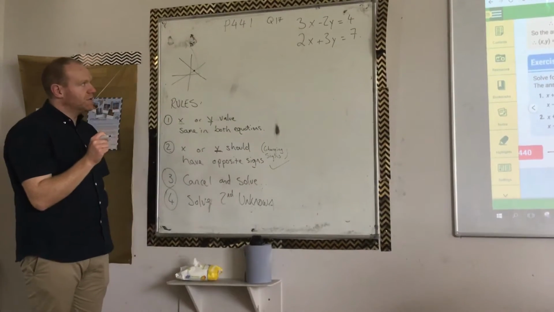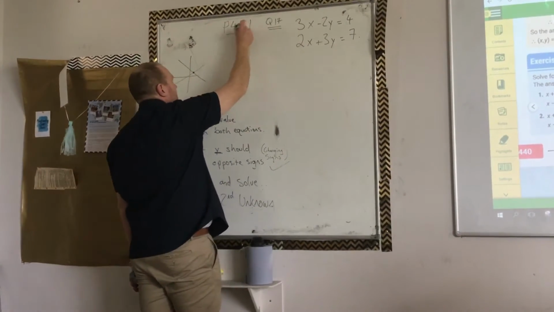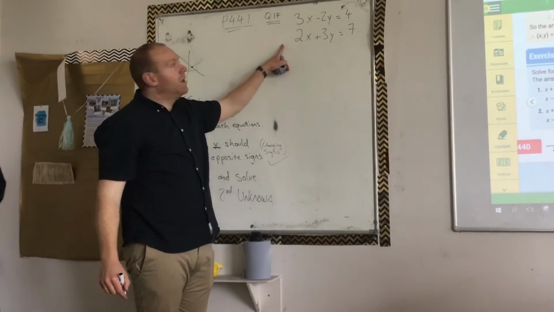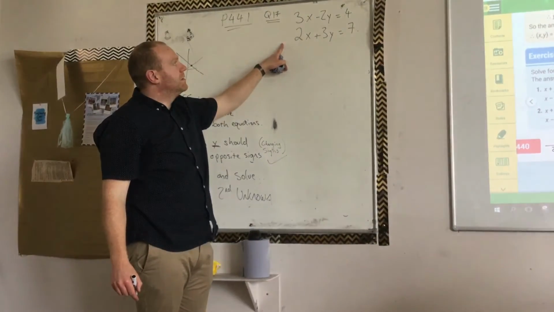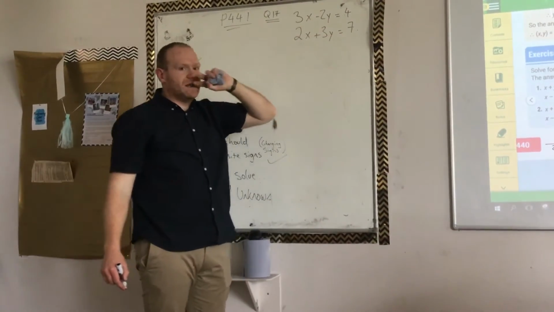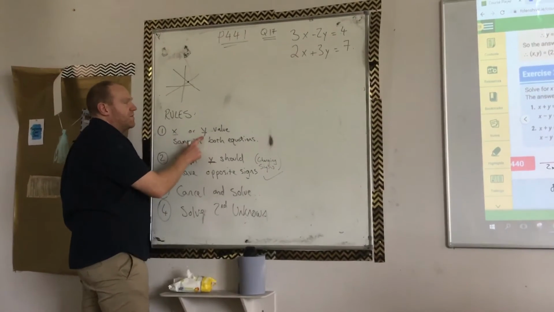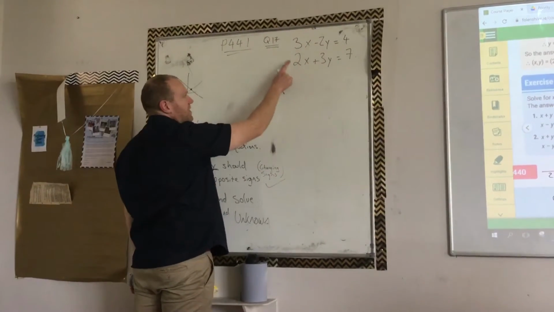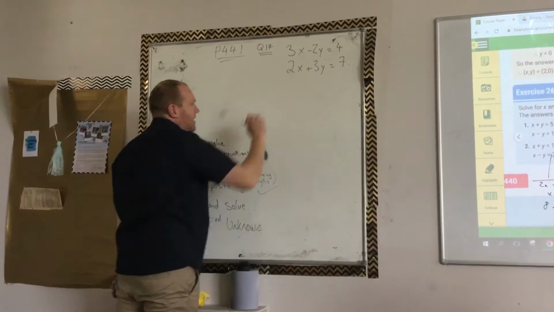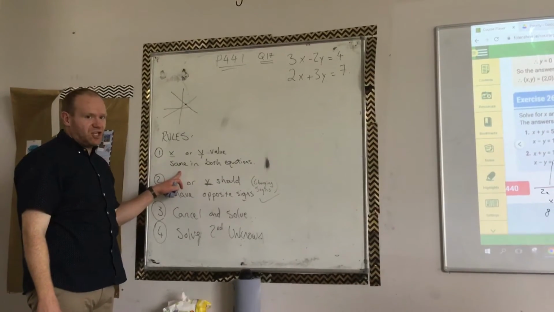The example I'm doing here is question 17 from page 441, and I've got these two equations: 3x minus 2y is equal to 4, and 2x plus 3y is equal to 7. You can see I don't have the same x or y value, because there's a 3 in front of the x and a 2 in front of the x, and a minus 2 in front of the y and a 3 in front of the y. So I don't have the same value yet, so I'm going to have to change them.